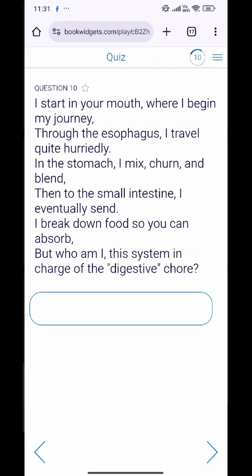And last, I start in your mouth where I begin my journey. Through the esophagus, I travel quite hurriedly. In the stomach, I mix, churn, and blend. Then to the small intestine, I eventually send. I break down food so you can absorb. Who am I? This system in charge of the digestive chore. So what is the answer?